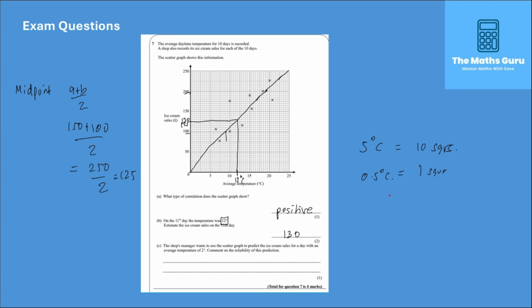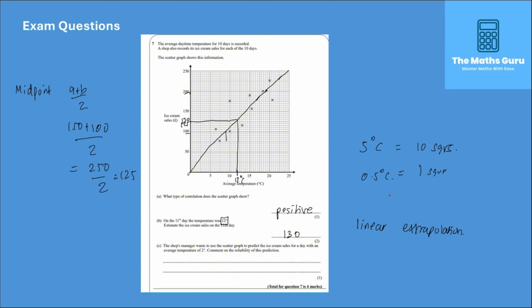Okay, the shop's manager wants to use a scatter graph to predict the ice cream sales for a day with an average temperature. Comment on the reliability of this prediction. So remember when I taught you guys about linear extrapolation? This is when we can predict something outside of our data range. This question is not to do with that, but it would be a similar sort of concept. This is why I brought it up.